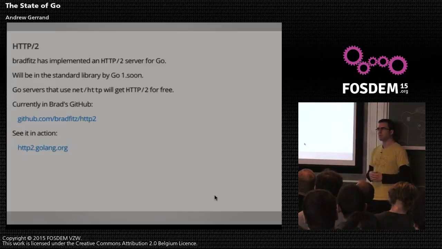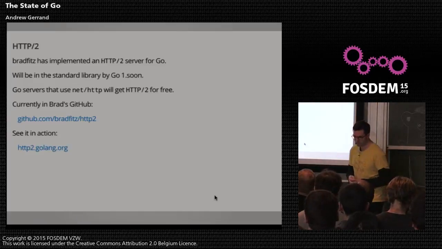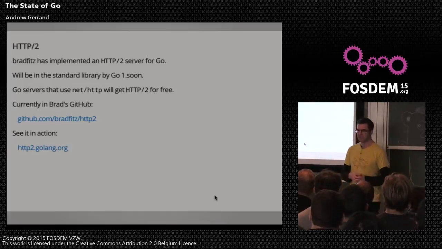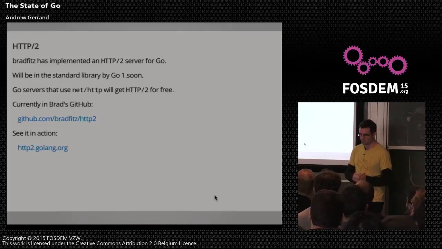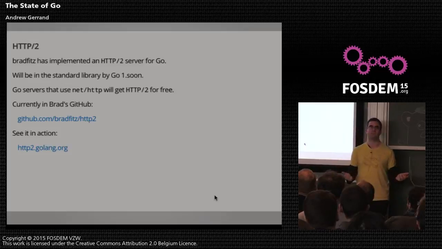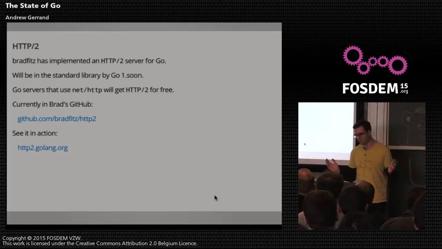If you saw Brad's talk on HTTP2, which is really great, you know that that's coming. It's probably not in 1.5 because the spec isn't standardized yet, but it will be in the standard library at some point. And it means that if you ever go HTTP server, when the HTTP2 spec is stabilized, it will become an HTTP2 server for free. You won't have to do anything. You can just write your servers as normal, and they'll speak HTTP2.